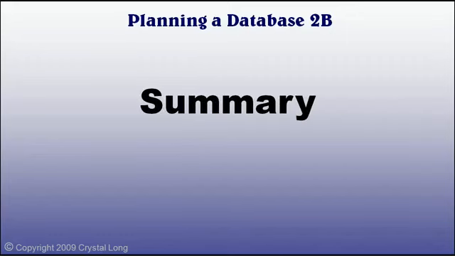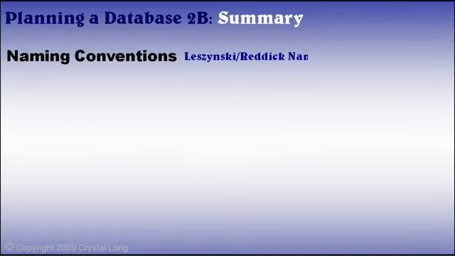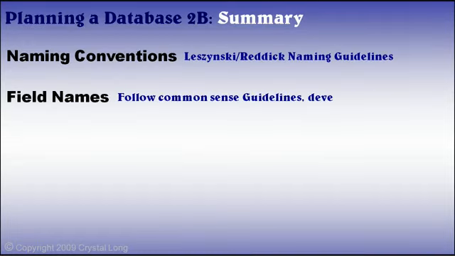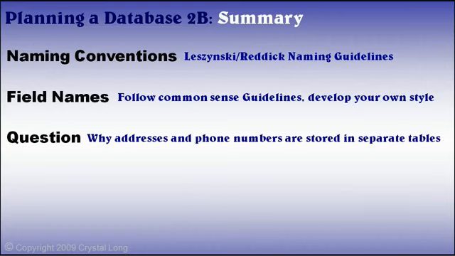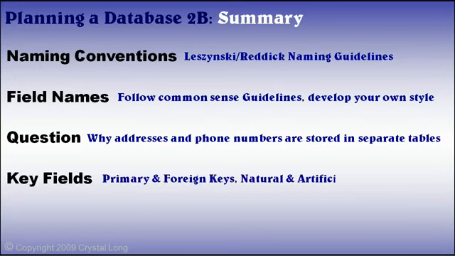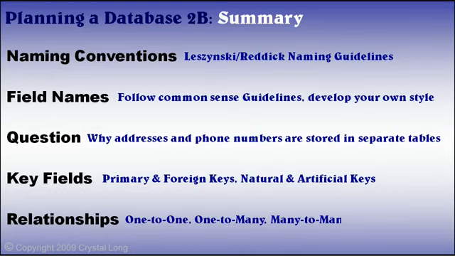We discussed the Lisinsky-Reddick naming convention. We set up field names for the table that is the heart of our database, people. We answered Barbara's question about why addresses and phone numbers are stored in separate tables. Primary keys and foreign keys are very important. There are 3 types of relationships: one-to-one, one-to-many, and many-to-many.